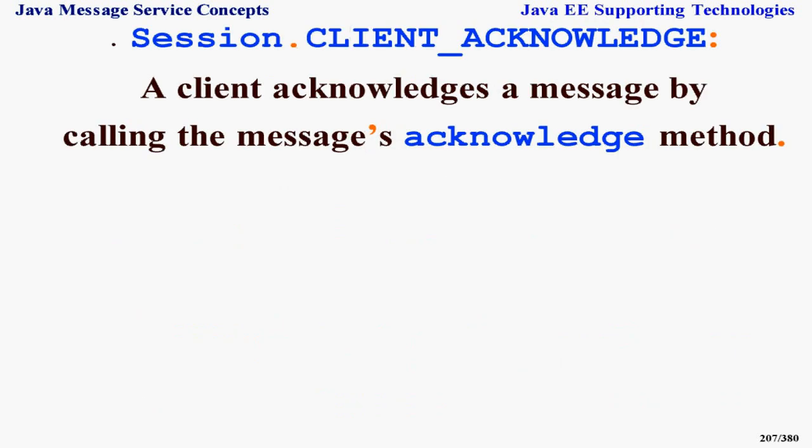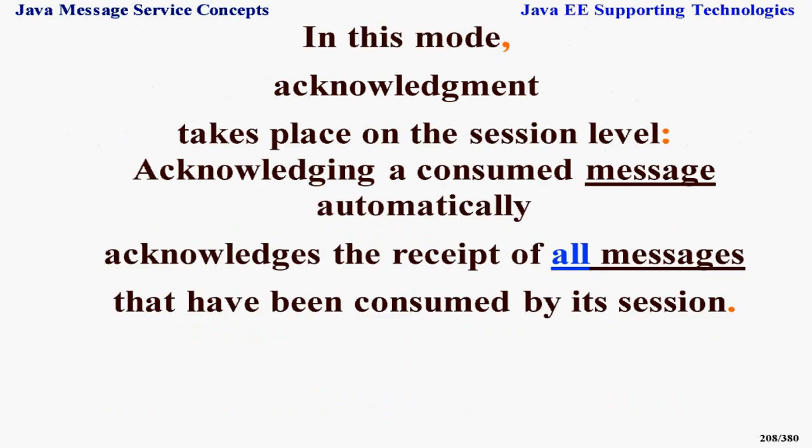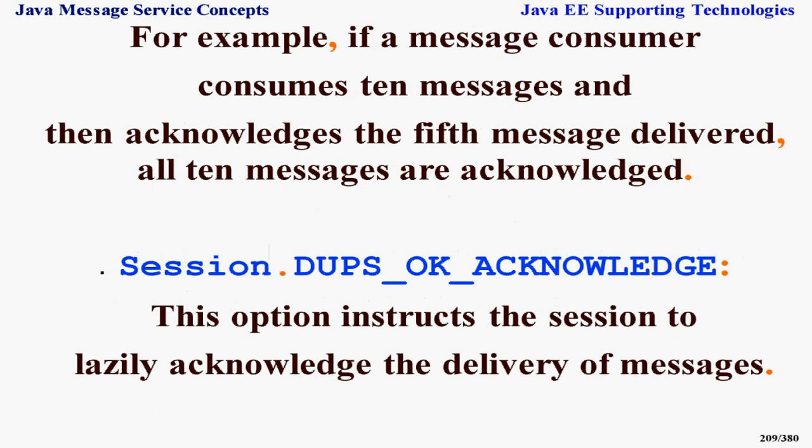Session.CLIENT_ACKNOWLEDGE. A client acknowledges a message by calling the message's acknowledge method. In this mode, acknowledgement takes place on the session level. Acknowledging a consumed message automatically acknowledges the receipt of all messages that have been consumed by its session. For example, if a message consumer consumes 10 messages and then acknowledges the 5th message delivered, all 10 messages are acknowledged.